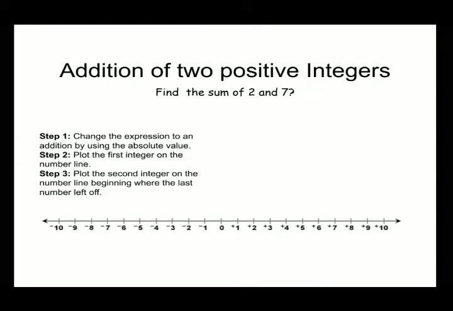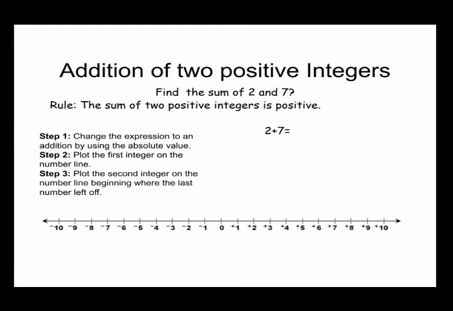Addition of two positive integers. Find the sum of 2 and 7. Here you have to follow the rule: the sum of two positive integers is positive. Whatever answer you get by adding 2 and 7, that answer will be positive.